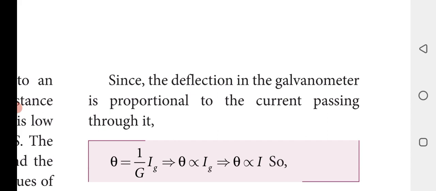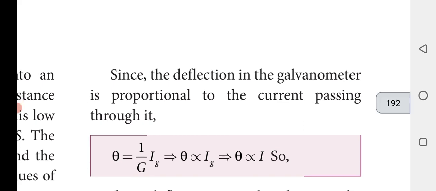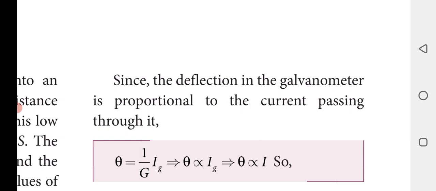So what it means is that the deflection in the galvanometer also measures the current value that passes through the circuit. So that is the concept here. Whatever deflection the galvanometer shows is the measurement of the current value in the circuit. That's the concept of conversion of galvanometer into an ammeter. Whatever the deflection theta value shows is a measurement of the I value. So this is the concept.